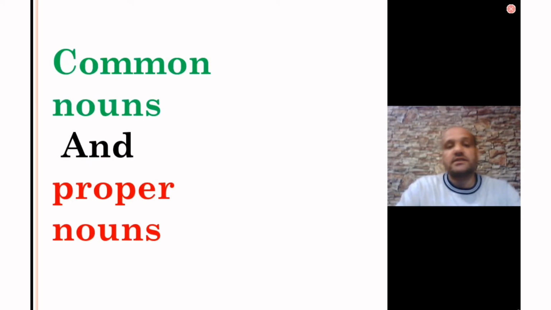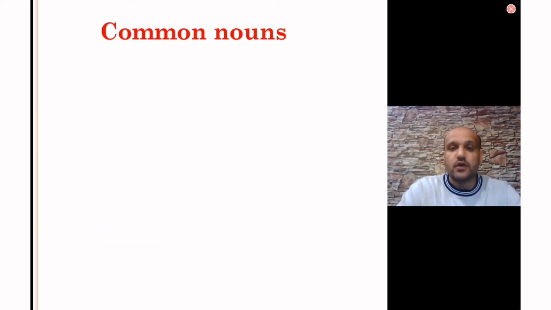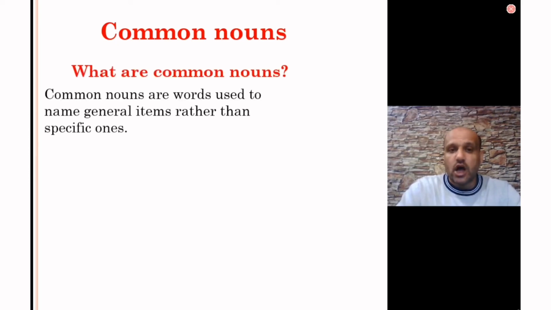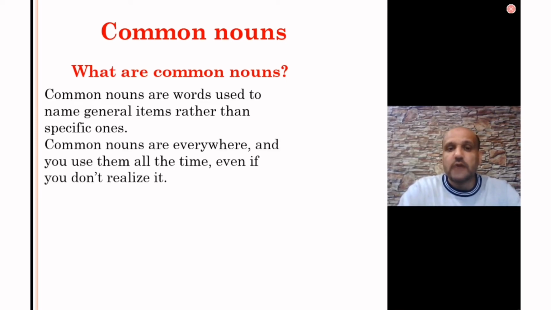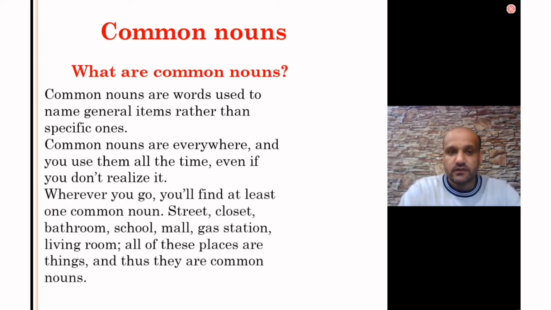There are some other kinds of nouns. They are common nouns and proper nouns. What are common nouns and what are proper nouns? Common nouns are words used to name general items rather than specific ones. So when you talk about something in general, that means it's a common noun. Common nouns are everywhere and you use them all the time, even if you don't realize it. Wherever you go, you will find at least one common noun.